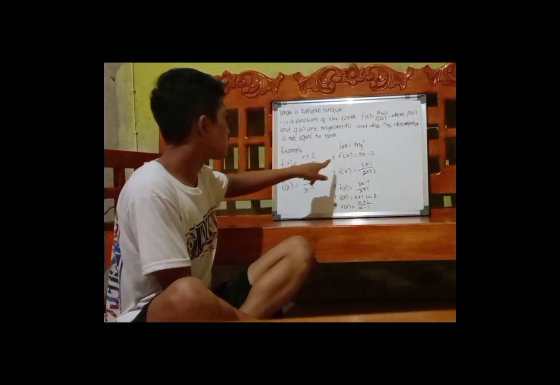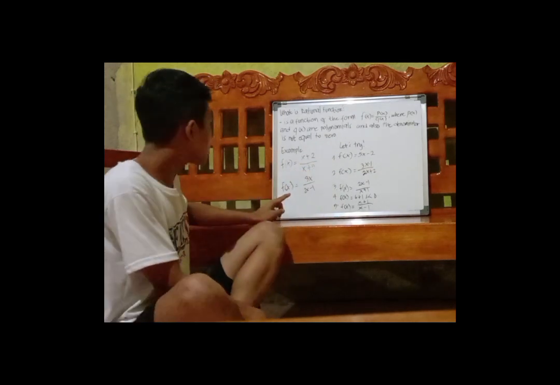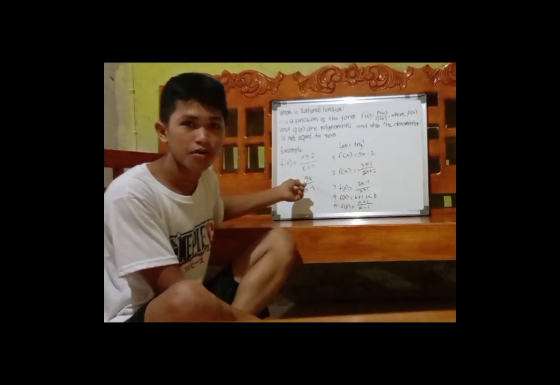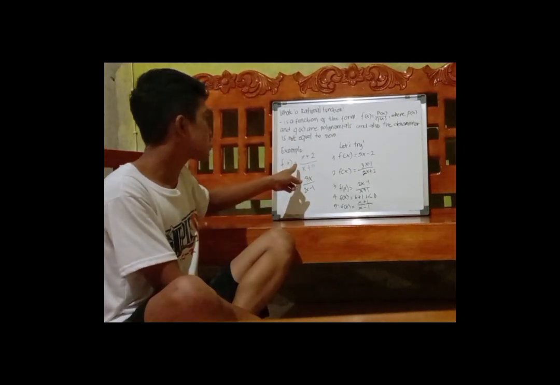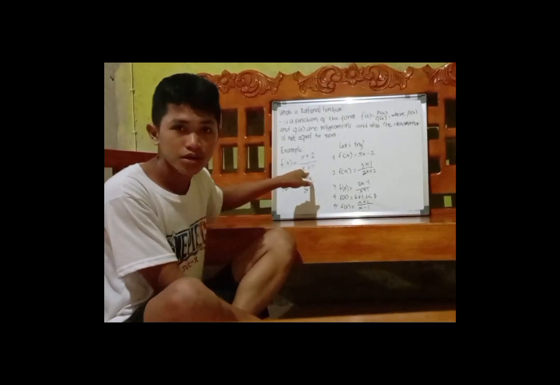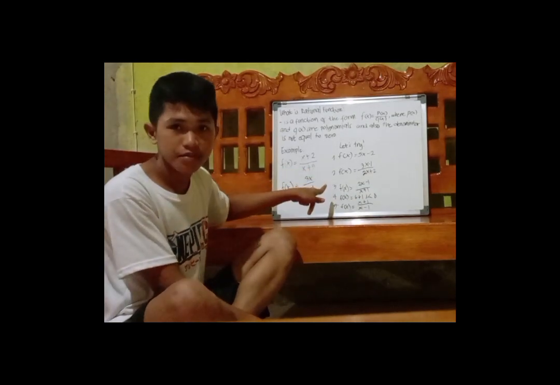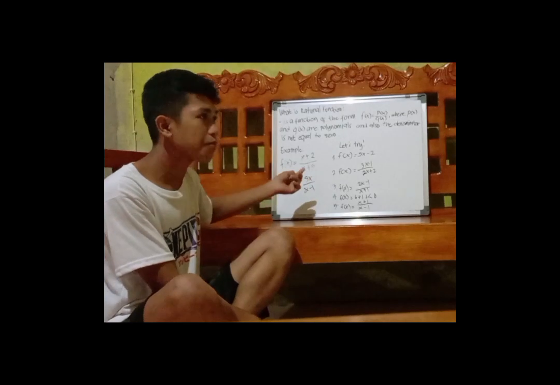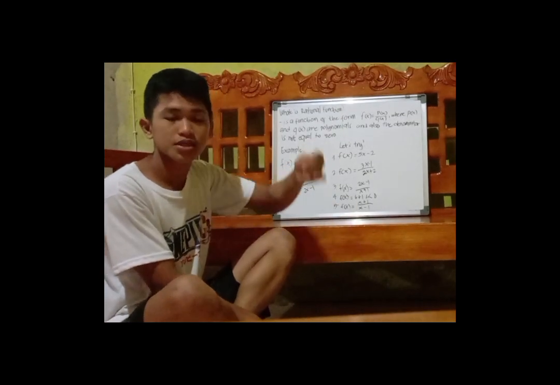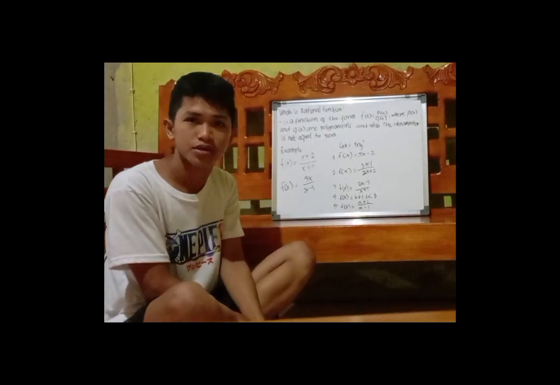An example like this. This is an example of a rational function: f of x is equal to x plus 2 over x plus 5. Because when we say rational function, it is a polynomial over a polynomial, and the denominator is not equal to 0.